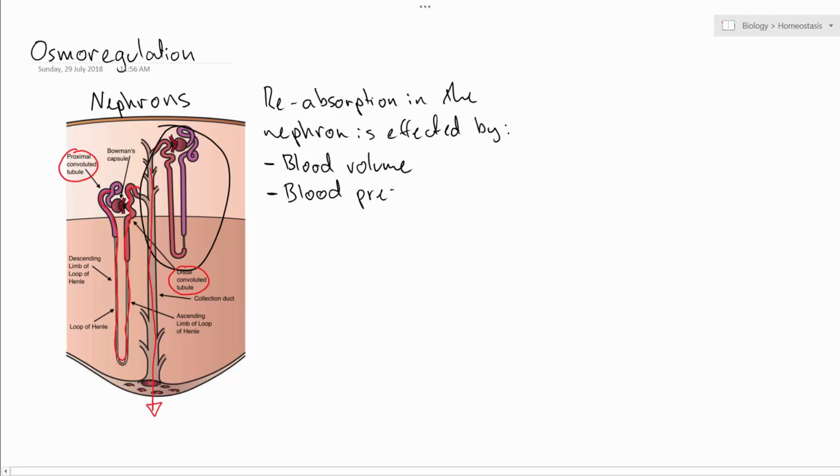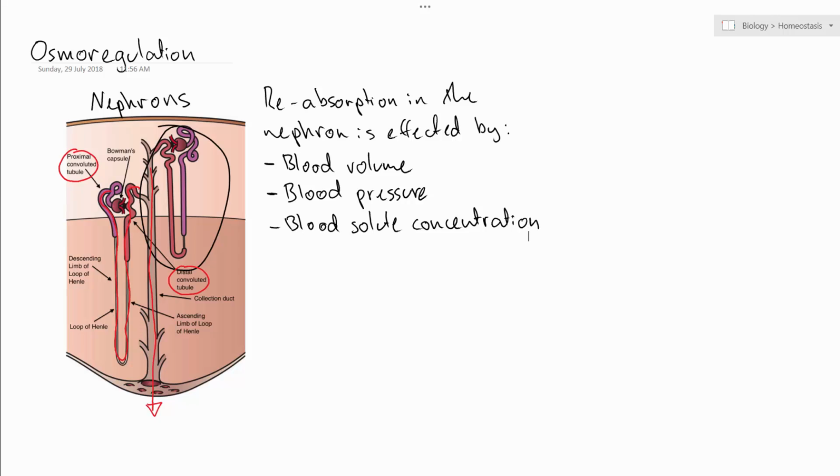Also the blood pressure, and finally the blood solute concentration. So if solute concentration is really high in the blood, the body is going to be less inclined to allow water to pass through the kidney and then out via the urine. So how does the body control whether water is leaving as urine or being reabsorbed back into the blood in the nephrons within the kidney?